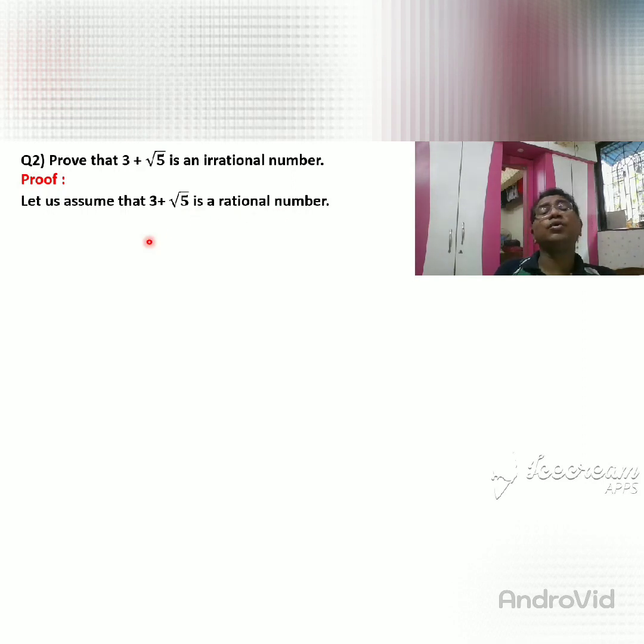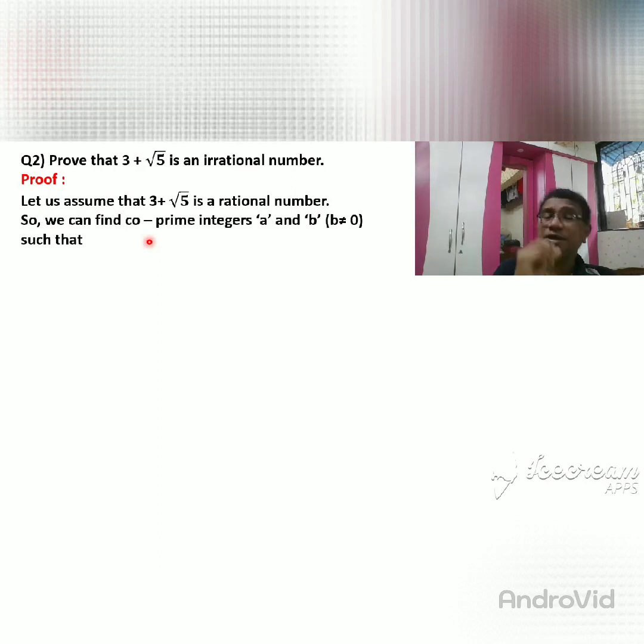That is the common thing. So a and b we consider to be co-prime numbers, and b is not equal to 0. So a upon b is a rational number. Here it is the same thing, copy paste only: 3 plus root 5 is equal to a upon b. So a upon b is a rational number. Why? Because this b is not equal to 0.